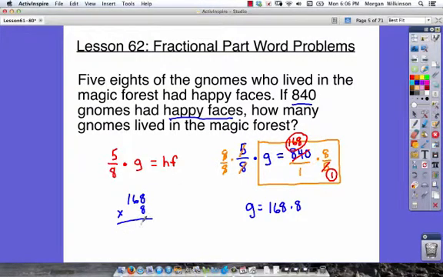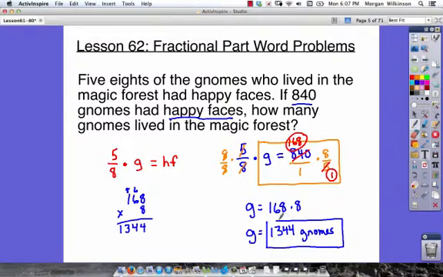Eight times 8 is going to give us 64. Carry our 6. 8 times 6 is 48. And 48 plus 6 is going to give us 54. 8 times 1 is 8, plus 5 more is 13. We have 1,344. So the number of gnomes who lived in the magic forest, G, must be equal to 1,344. Since it's a word problem, let's add our label. It must be gnomes. We've got our answer. We can go ahead and box it and move on to our next question.